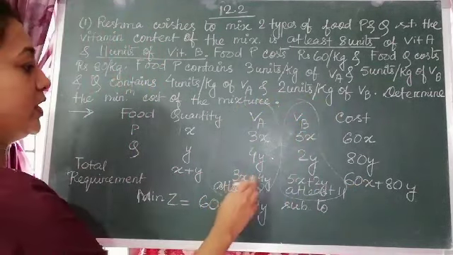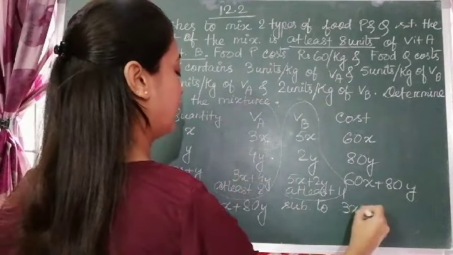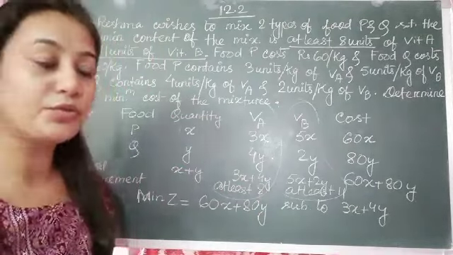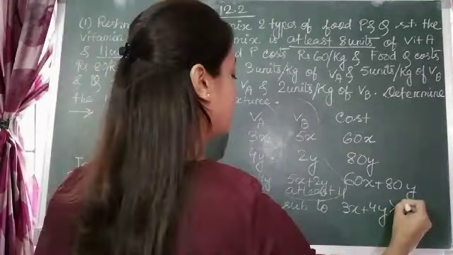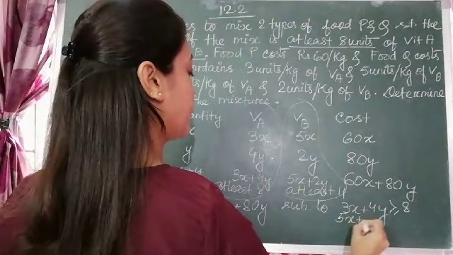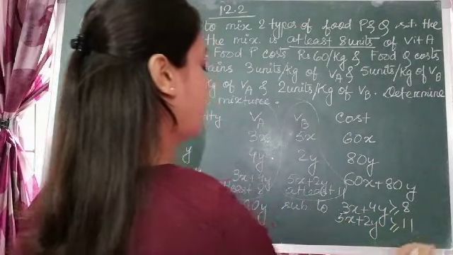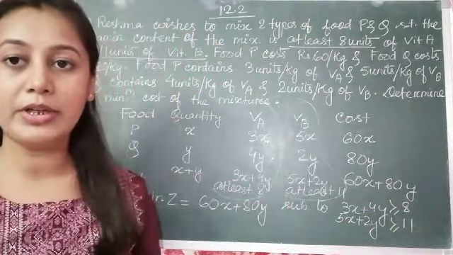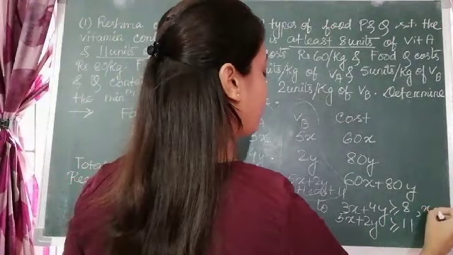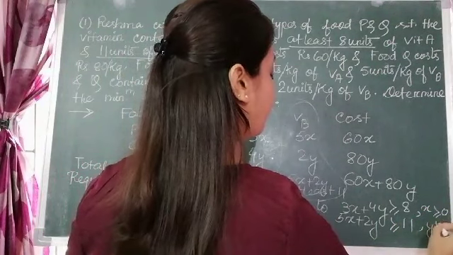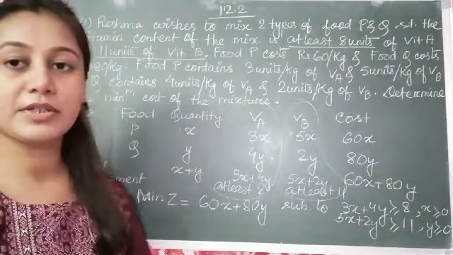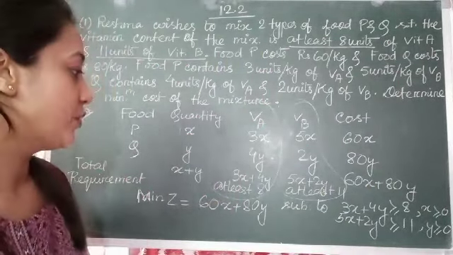So what are the constraints? 3x plus 4y. Now at least 8 means what? Minimum 8 and maximum we don't know. So at least 8 will be greater than equals to 8. Here again at least 11. So 5x plus 2y greater than equals to 11. At least 11 means minimum will be 11 and maximum we don't know. At the same time, x and y has to be greater than equals to 0. X greater than equals to 0 and also y greater than equals to 0, because the quantity can never be negative. Now this part is same as the questions which we have done in the last exercise. So let's do it.